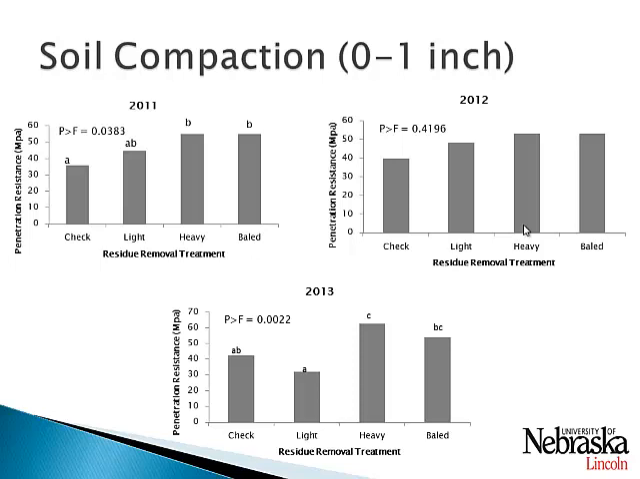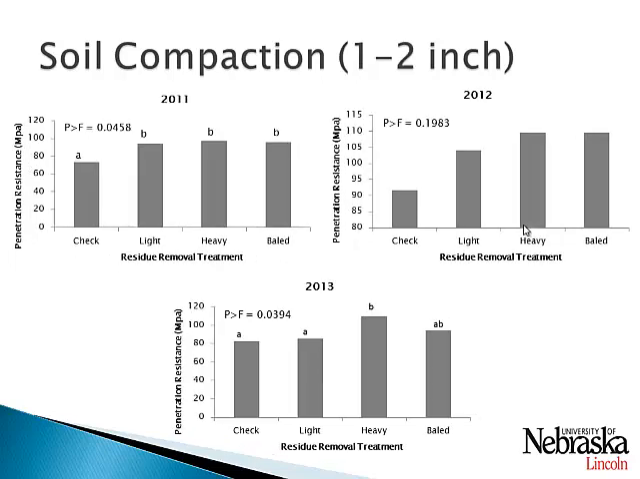And then in 2013, back again, and now we see kind of even a different trend. The check and the light are still kind of lower than the heavy and the baled, and now we have some significances, but it's a little more jumbled. Okay, so again, that was from the 0 to 1 inch. Here was the compaction from 1 to 2 inch.